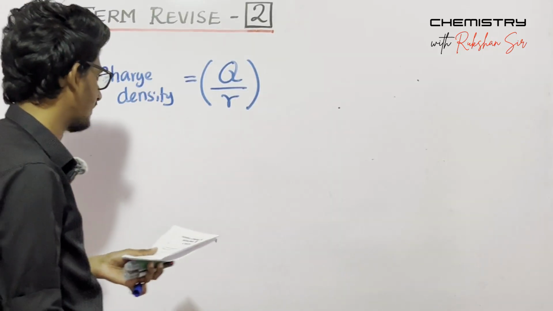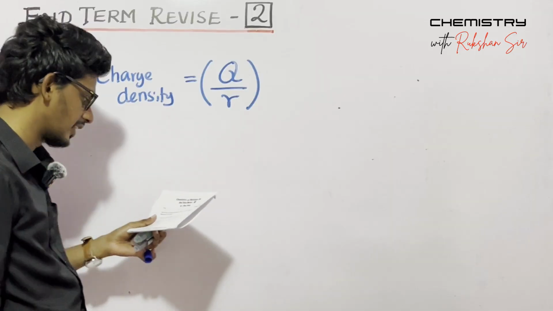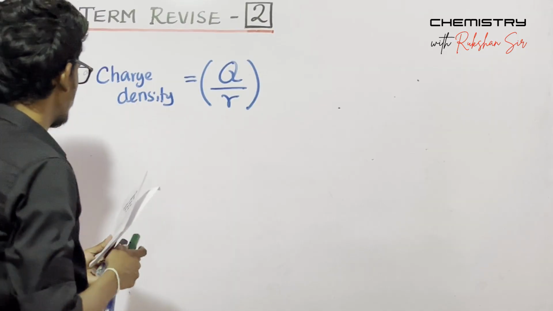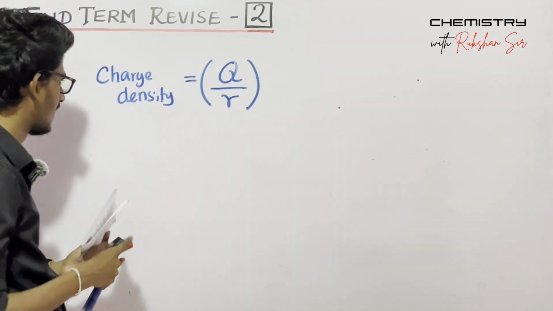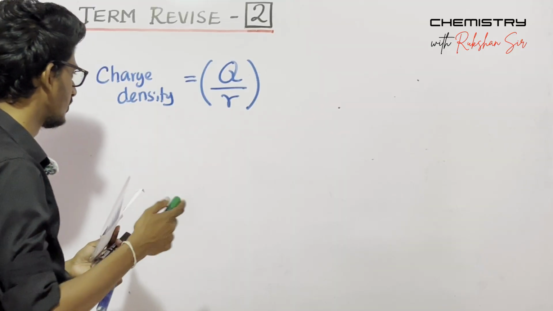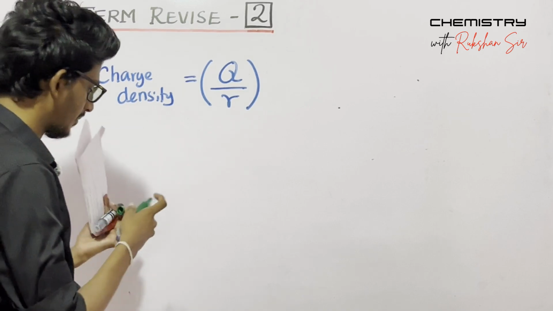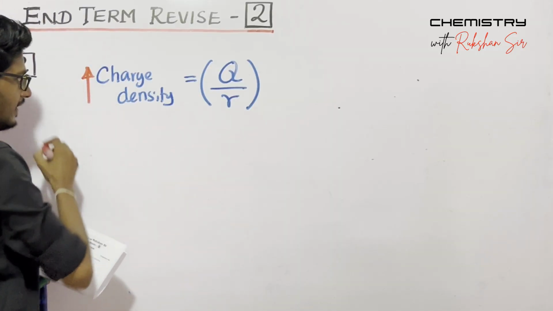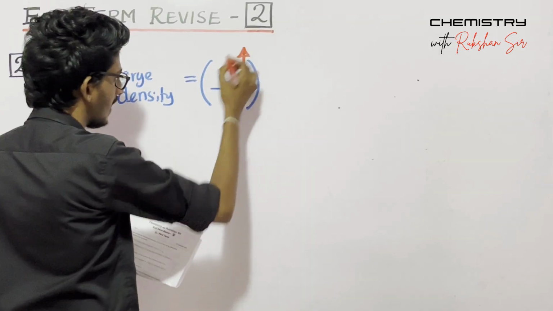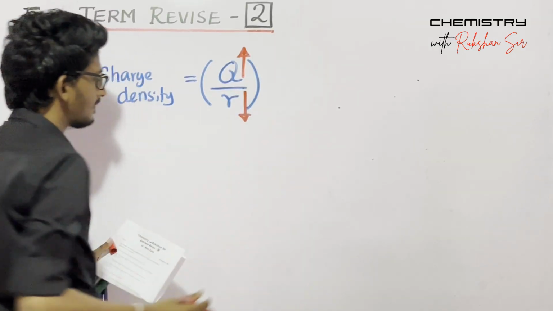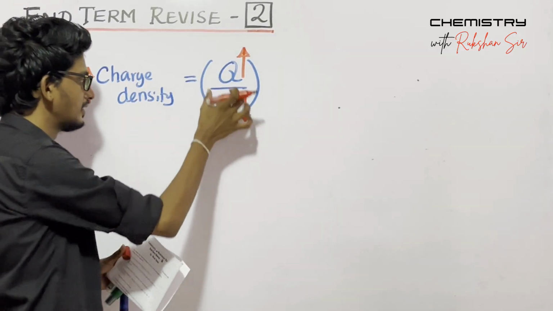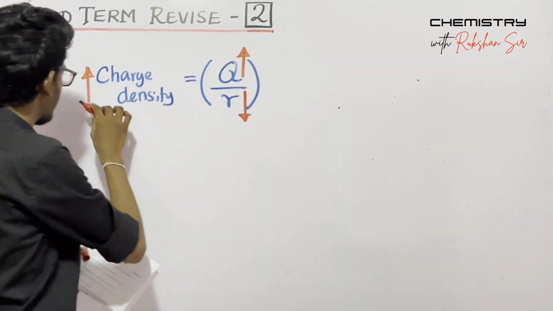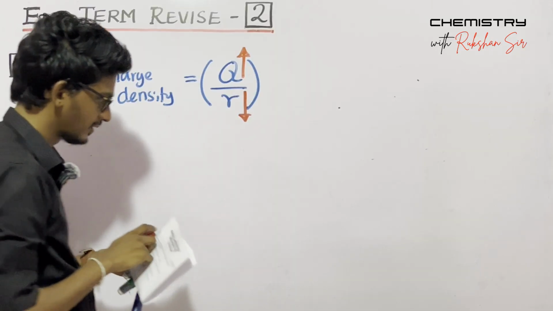So we are referring to anions. For an anion to have a greater charge density, what should happen? Its Q value, the charge, should be high and the radius should be small. If you have an anion with a greater charge and a smaller radius, such an anion has a greater charge density. That is the idea.